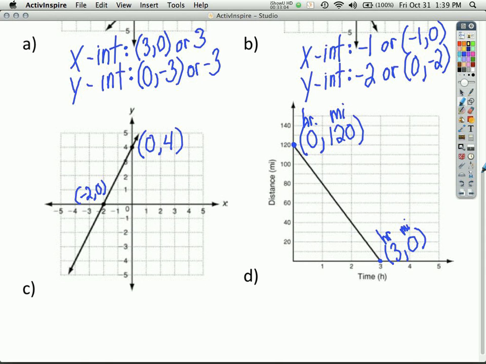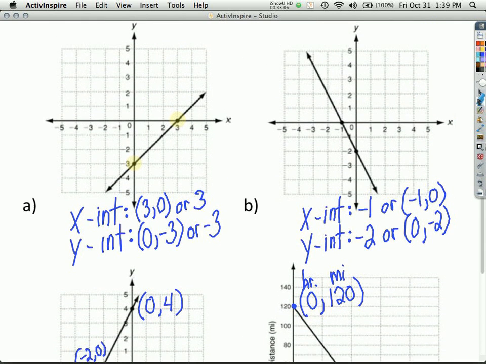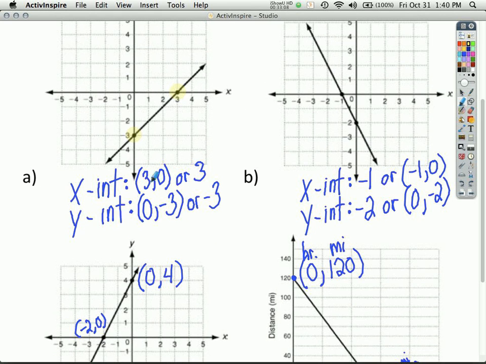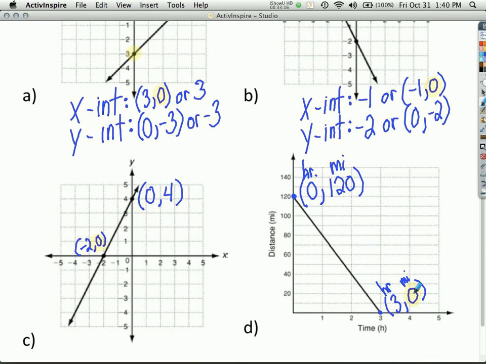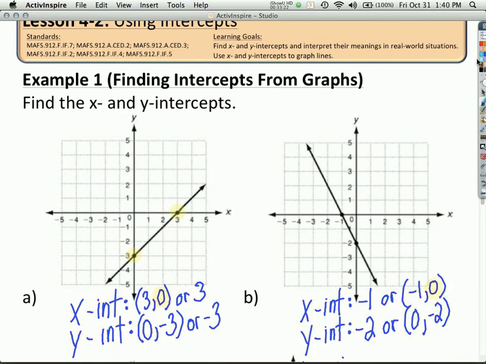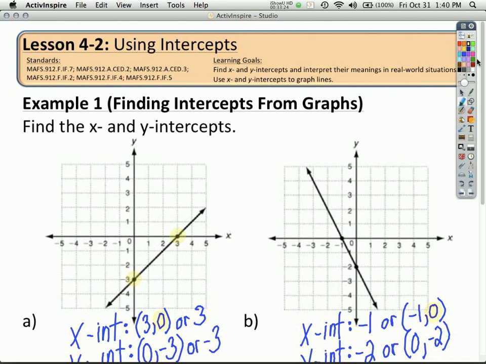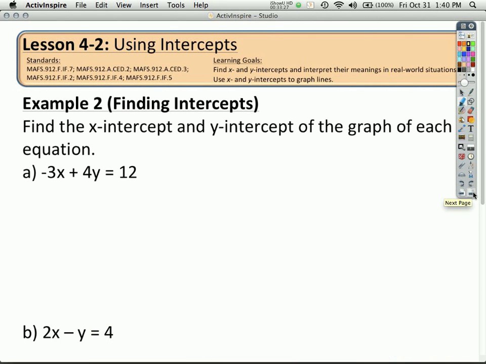So now, let's look at the x-intercept. X-intercept: number comma 0, number comma 0, number comma 0, and then down here, number comma 0. An x-intercept always has a 0 in the y position, always. So that actually tells us what to do to find it if we don't have a graph, if we have an equation.